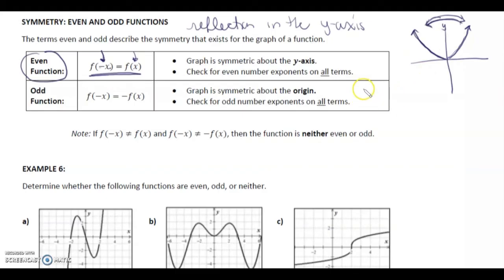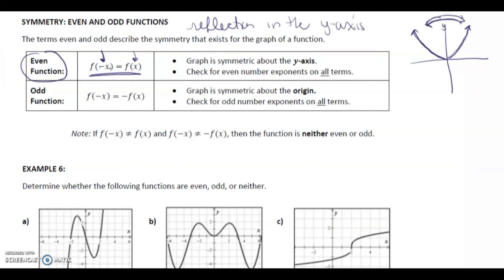So the graph is symmetric about the y-axis, and then we can also do a quick check. All of the exponents on all of the terms need to be even in order for it to be an even function. That is not the only criteria, but that is a quick check to even approach the question, okay?